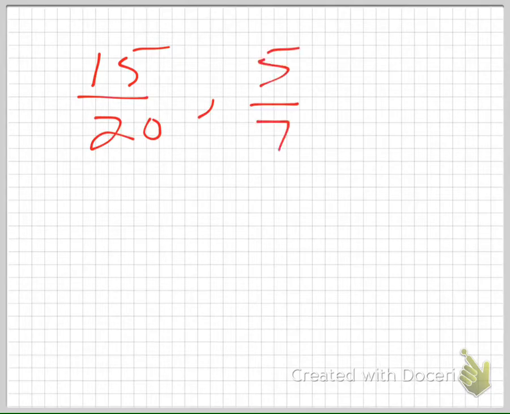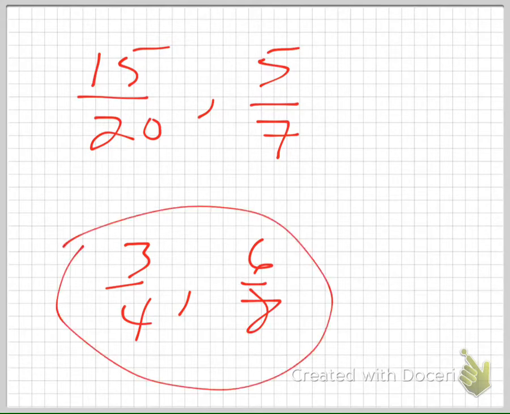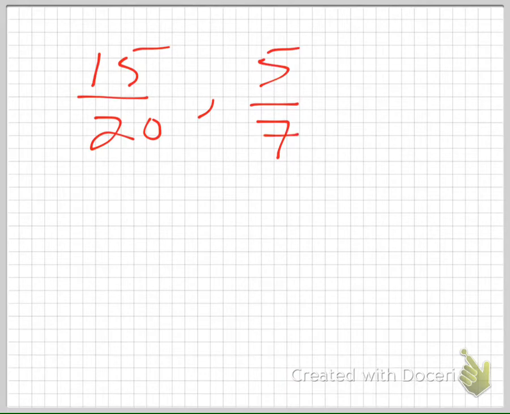Okay. Do 15/20 and 5/7 form a proportion? No. How do you know? Hold on. It's 3/4 and 6/8. Do these two form a proportion? Yes. Oh, but there's no equal sign. You just said that because there's no equal sign, they don't form a proportion. Is that true? No. I'm asking you if these two ratios form a proportion.